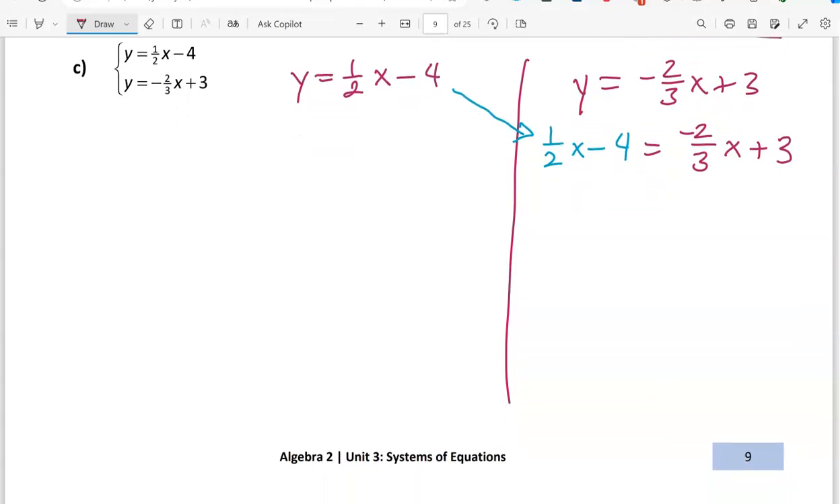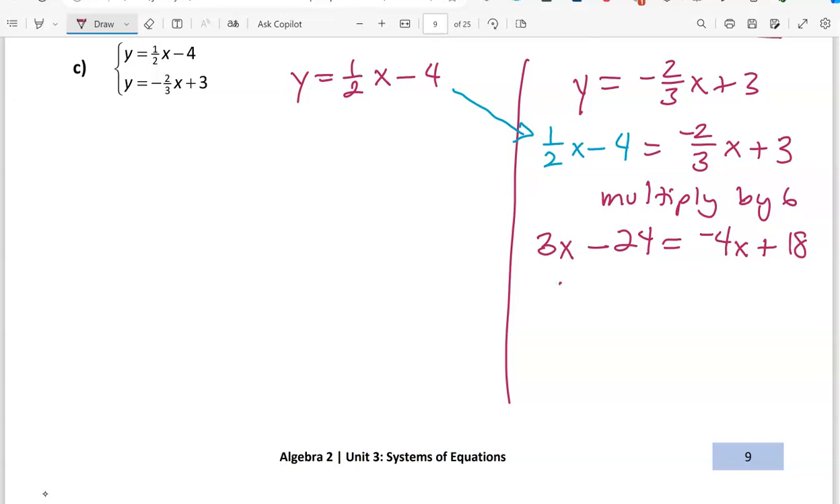Now we do get a fractional coefficient in the equation, but that's easy enough to remedy. We can multiply through by the least common denominator, 6. So 1/2 x times 6 is 3x. 4 times 6 is 24. Negative 2/3 x times 6 is negative 4x. And 3 times 6 is 18. Adding 4x to both sides, and then adding 24 to both sides gives us 7x is equal to 42. And then dividing by 7, x is equal to 6.